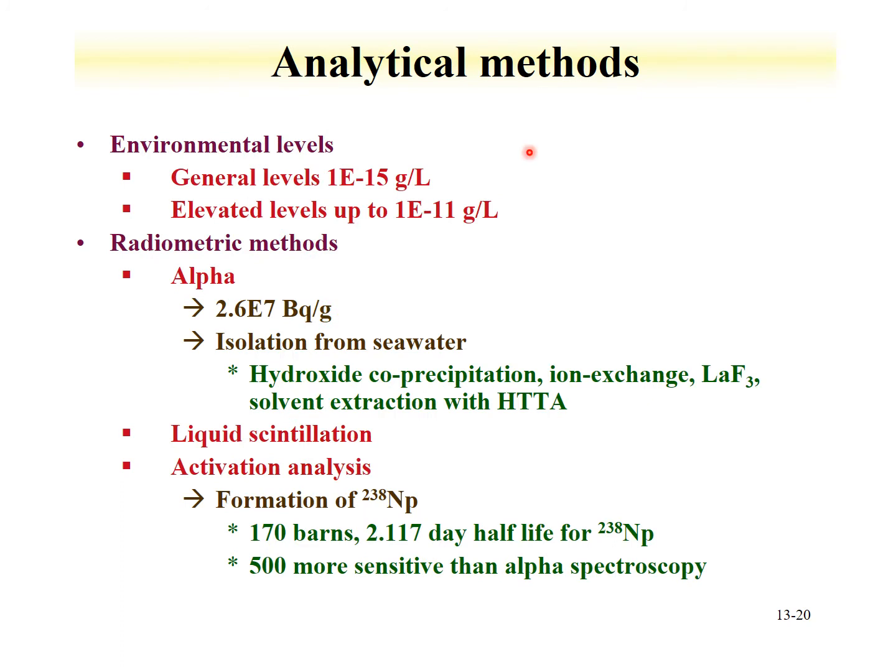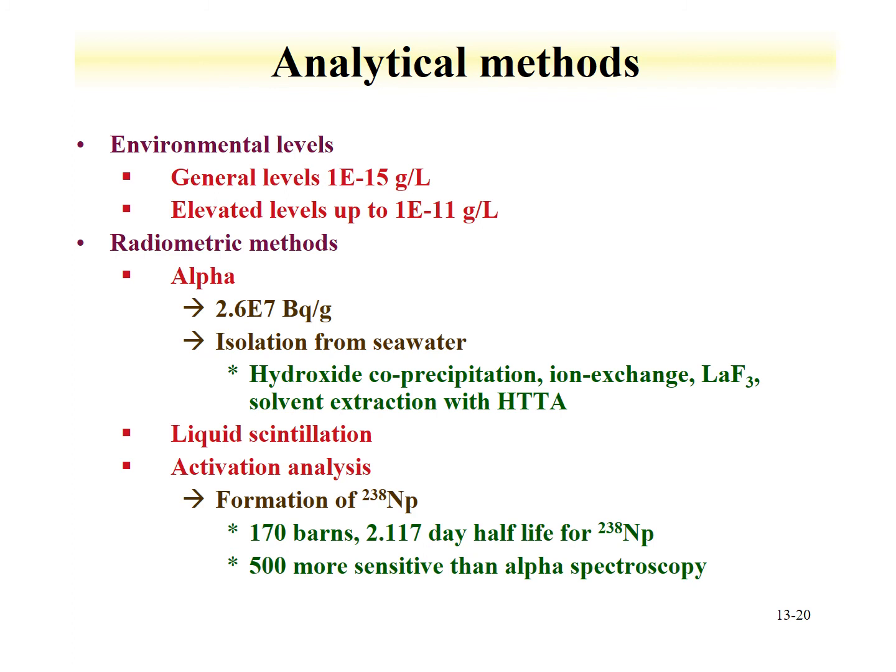Finally, there's some analytical methods that can be used for determining neptunium. Most common you would expect would be radiometric methods. For the alpha, there's 2 times 10 to the 7th becquerel per gram. So this allows a way to detect the neptunium. Isolation of neptunium from seawater can be performed. Usually the material is concentrated with co-precipitation, ion exchange or solvent extraction. Liquid scintillation has also been used, obviously as an extension of alpha spectroscopy.